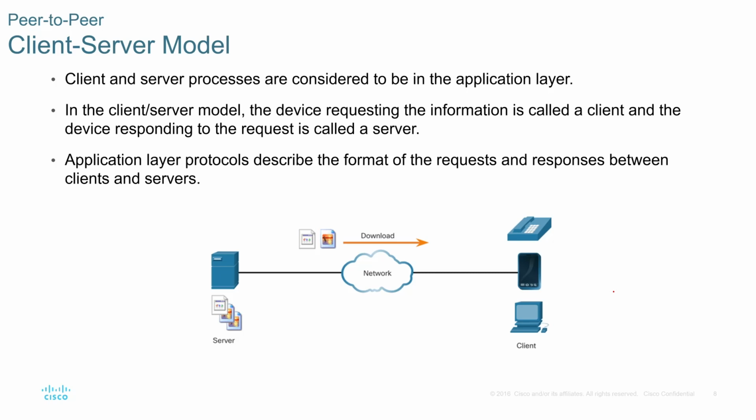The client and server model is considered to be in the application layer. The most common client-server model that people experience would be downloading web pages from the internet. The server being the company or provider's service, and the client being the host computer. In the client-server model, the device requesting the information is called a client, and the device responding to the request is called a server. Application layer protocols describe the format of the requests and the responses that are then made between the clients and the servers.